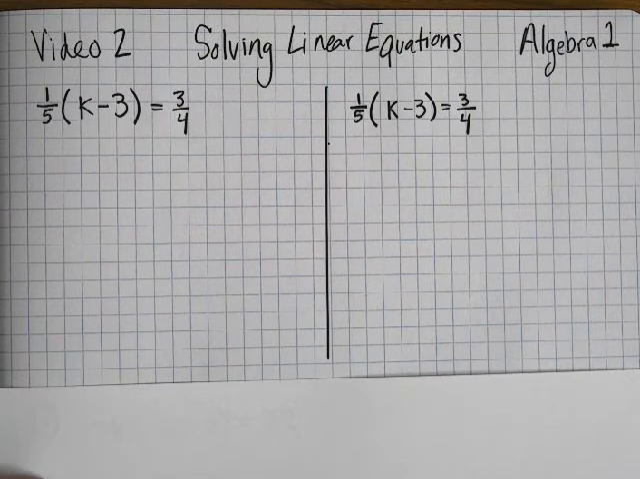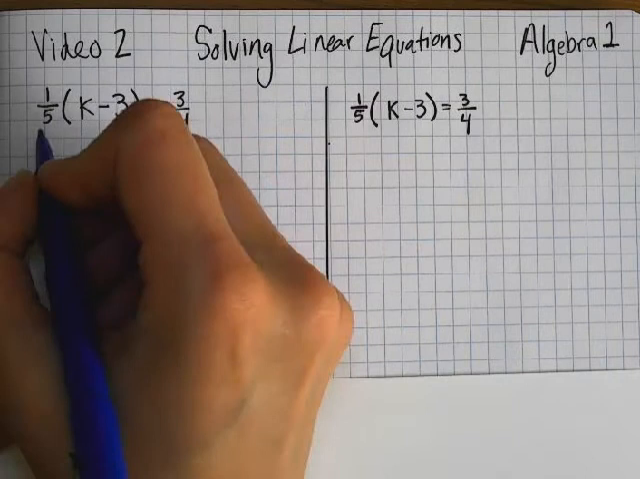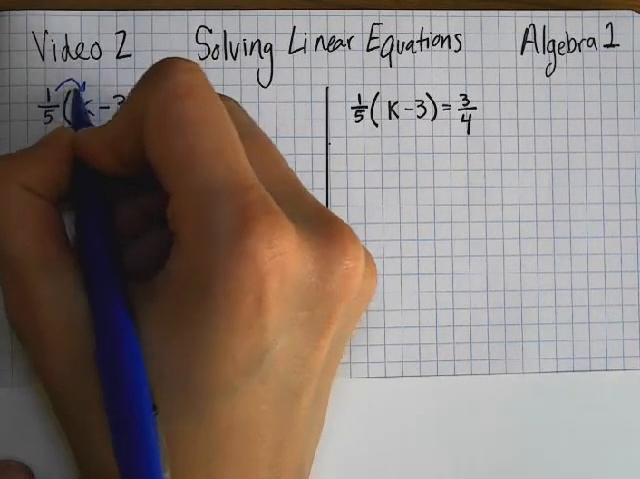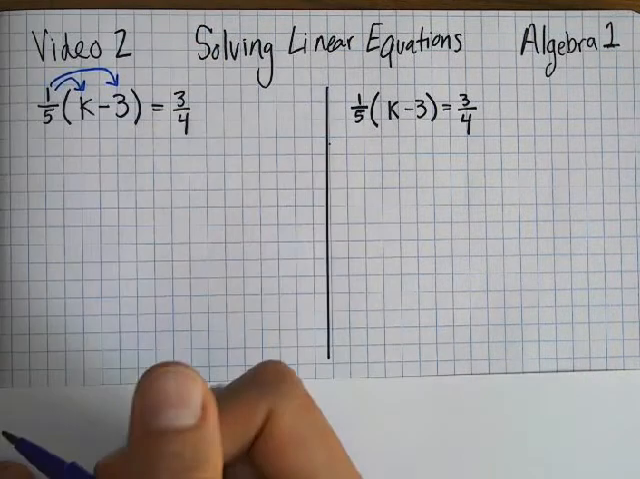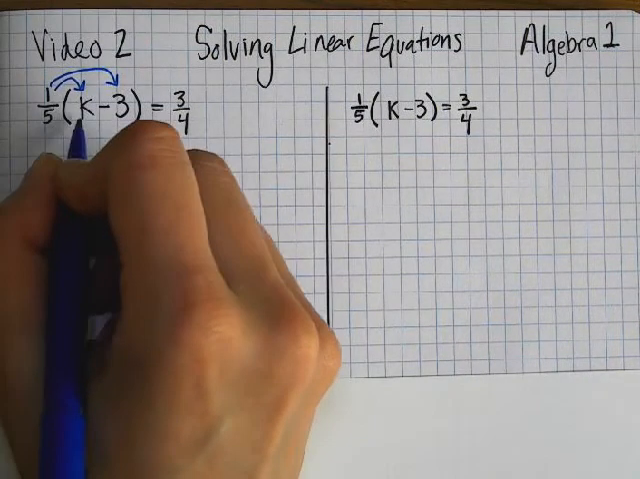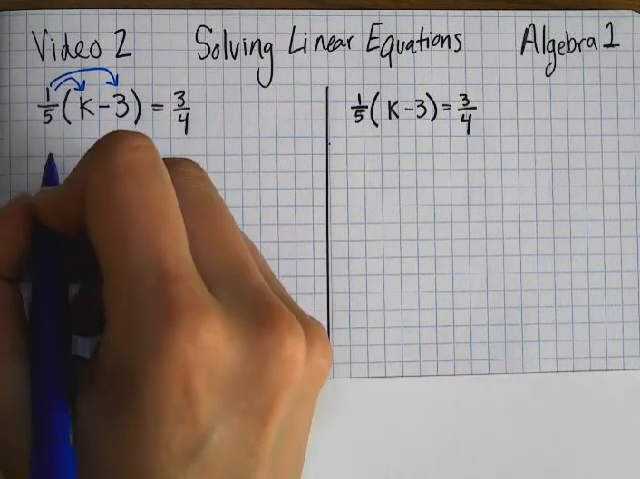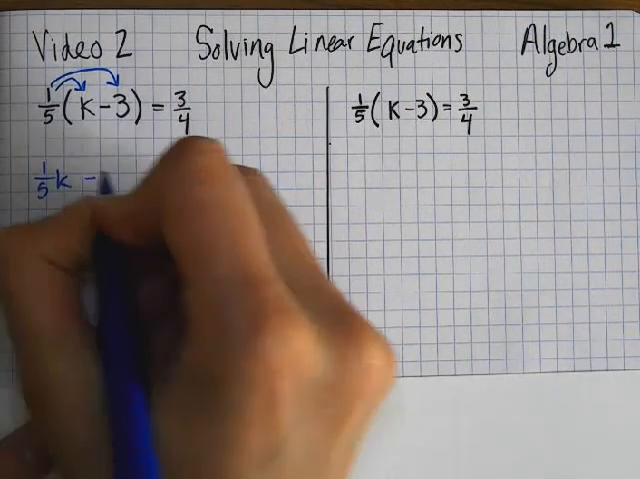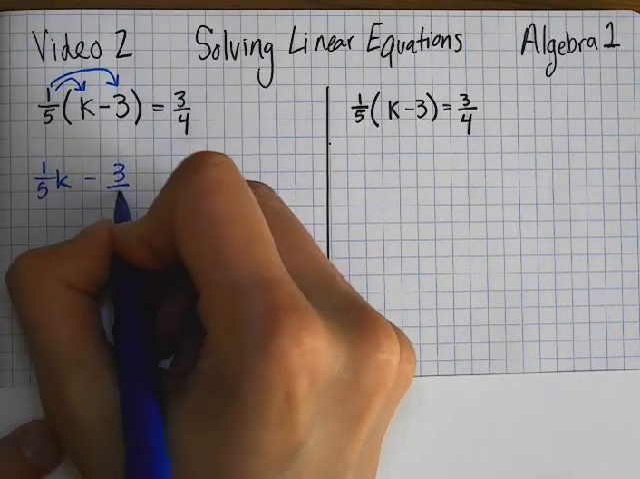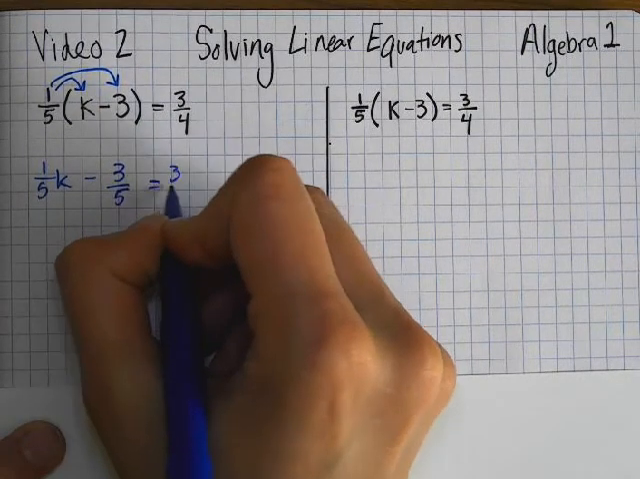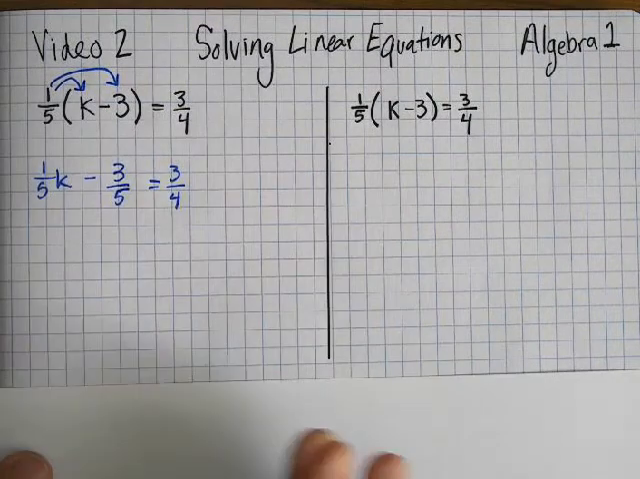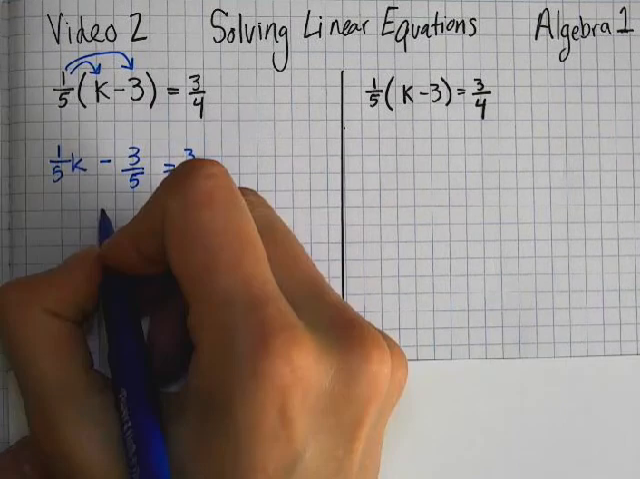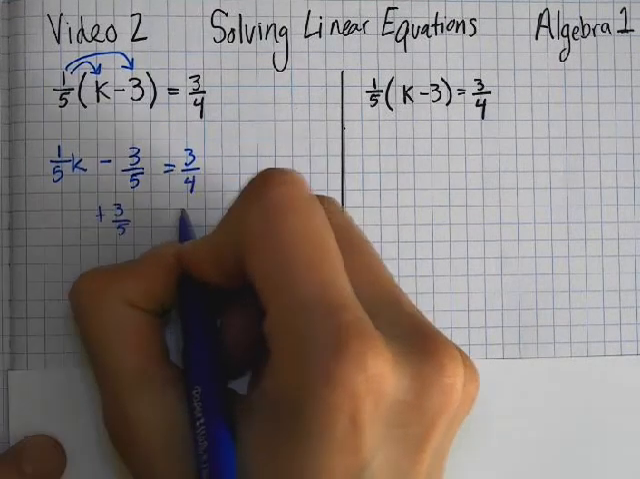So the first way, probably the most common way, is when we see a coefficient out in front, we're going to distribute that. When we distribute, we multiply it by the k and the negative 3. So we've got 1/5 k minus 3/5, and that still equals that same 3/4. Now we can solve the way we would normally solve an equation. So we'd add our 3/5 to both sides.